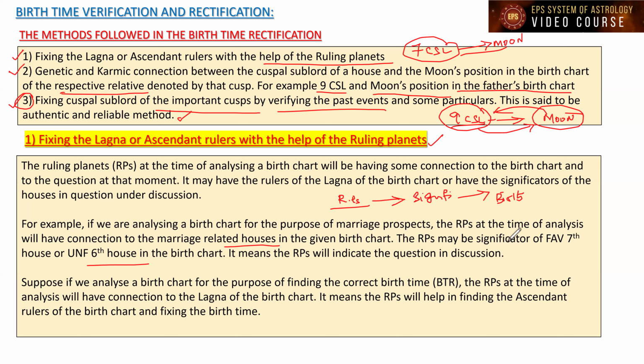It is not required that the key ruling planets will have only the 7th or 11th houses. They are not required to be the favorable houses. It can be unfavorable also, which indicates that the chart is more on the unfavorable side for the marriage prospect. So ruling planets will have a connection to the question in discussion. I think you're able to understand.